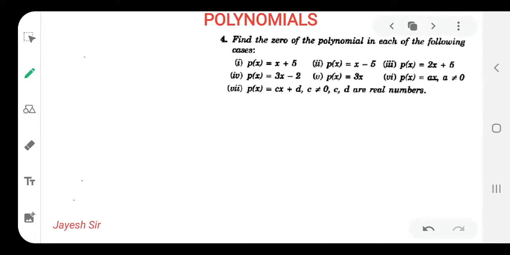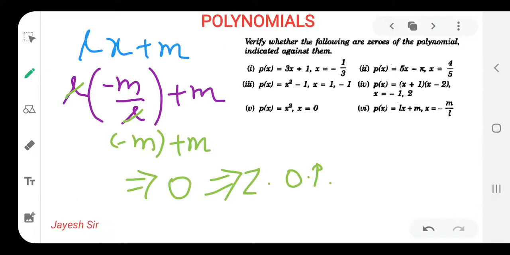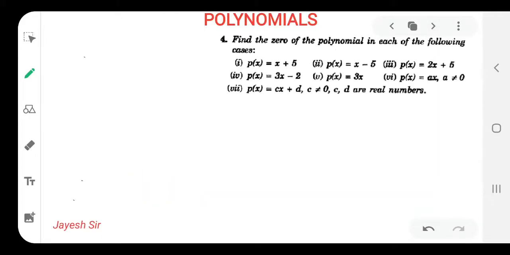Now what is the next topic? Find the zeros of the polynomial in each of the following cases. We have to find the zeros of the polynomials. In first part, what was given? Value of x is given. That after putting this value we need to verify is our answer 0 or not. But in this part, what we are going to find, we have to find the value of x, that after putting which value, the value of polynomial will become 0.